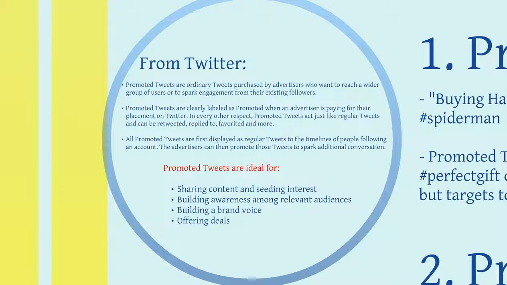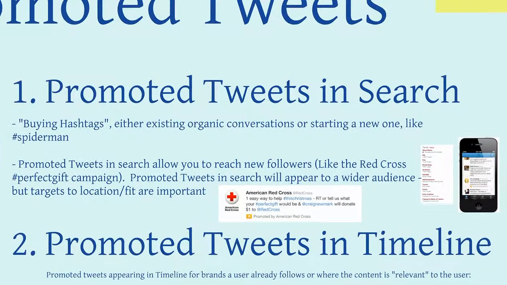And promoted tweets are first displayed as regular tweets in the timelines of the people that are following the account. And in some cases, ads are promoted to people who are not followers of that account. So when you're looking at search, in some ways it's known as buying hashtags. So it's basically like paying to show up in the trending list, because people are often looking at what's trending on Twitter, and you can promote to show up in that list.